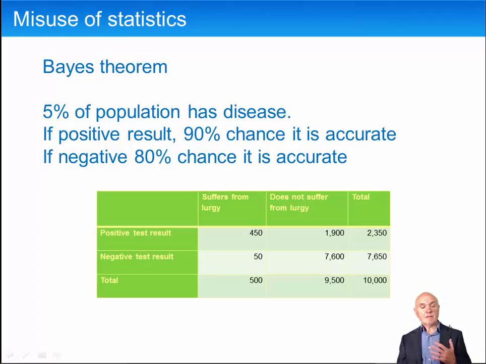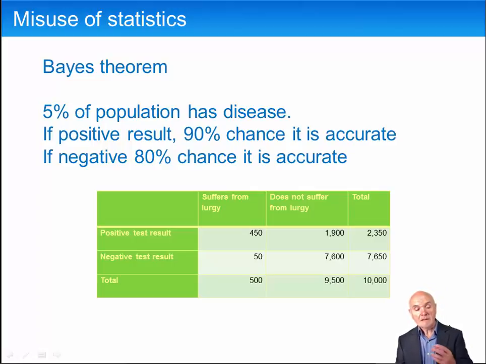If this comes out saying that you have the disease, in other words, a positive result, then there's a 90% chance it is accurate. But on 10% of all occasions, it gives what's called false positive readings. It says you have the disease, but in fact you don't. If the diagnostic test says you don't have the disease, that you are negative, then there's an 80% chance that it is accurate, but there's a 20% chance that even though the test says you don't have the disease, you actually have it. That's what's called a false negative.